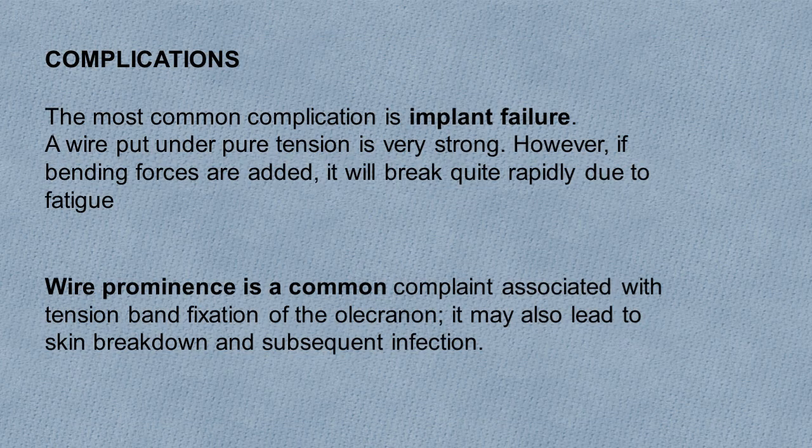Complications: the most common complication is implant failure. A wire put under pure tension is very strong. However, if bending forces are added, it will break quite rapidly due to fatigue. Wire prominence is a common complaint associated with tension band fixation of the olecranon. It may also lead to skin breakdown and subsequent infection.